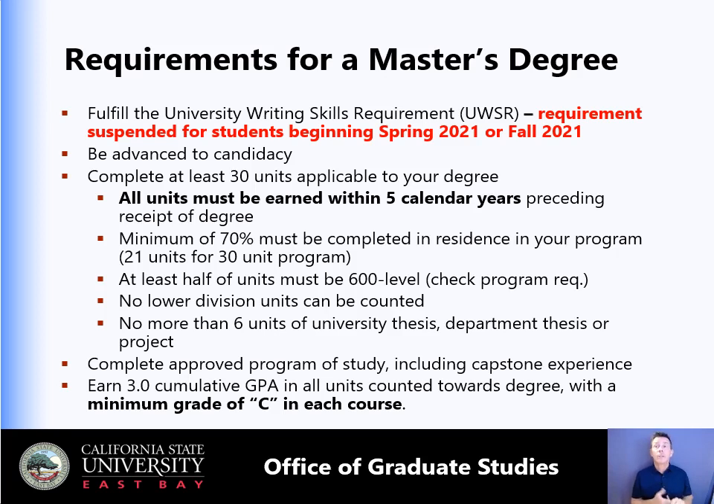Then one very, very important piece of this is that for all the classes that you apply towards your degree, you must earn a minimum of a C in each course. So if you have earned a C minus, a D plus, and so on down, those courses cannot be counted towards your degree, and you'll have to take them again if it's a required class. Some programs require higher grades as well. For instance, some programs actually require a B or better in all classes, so you should check to be sure.